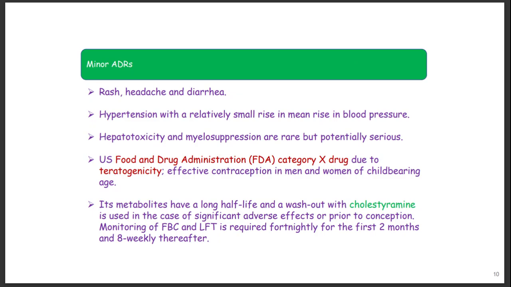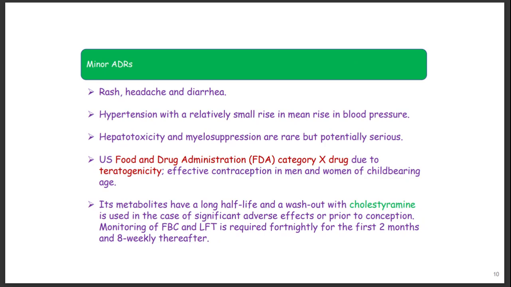The US Food and Drug Administration, FDA, they brought this even in the exam last year. What does FDA stand for? That is Food and Drug Administration. It is put in category X. Category X, that's dangerous. The way they classify these drugs, you have category A, B, C, D, and then category X means that it is teratogenic. So you need to use contraception.